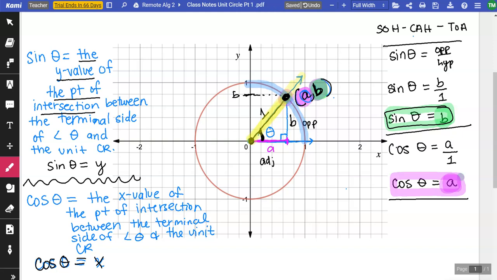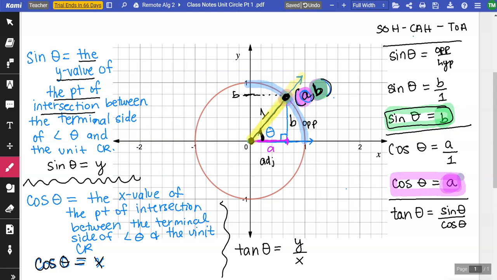So then if the tangent of theta is really just equal to the sine of theta over the cosine of theta, then the tangent of theta is equal to y over x. So the y value divided by the x value.